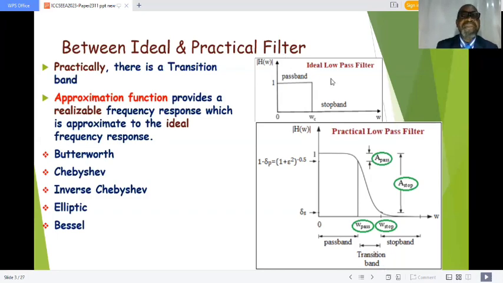The ideal low-pass filter cannot be realized using components like capacitors, resistors, and other circuit components. So this leads us to what we call an approximation function. An approximation function provides a realizable frequency response, which approximates the ideal frequency response. We have 5 types of approximation functions: Butterworth, Chebyshev, inverse Chebyshev, elliptic, and Bessel.